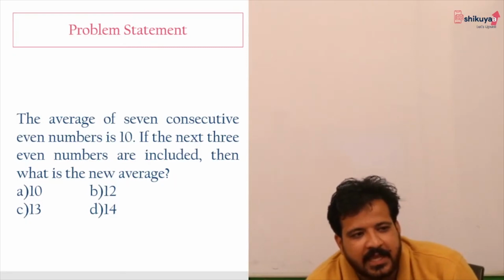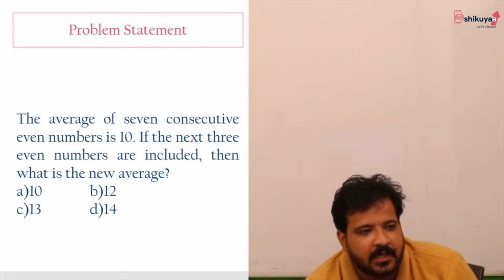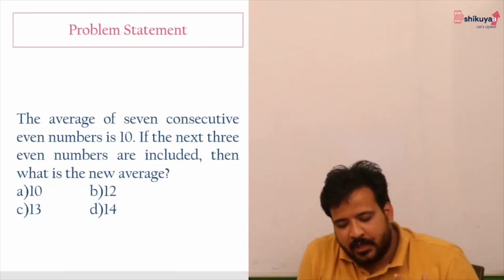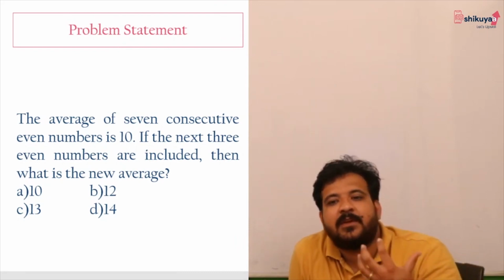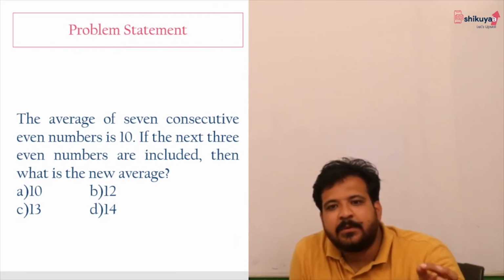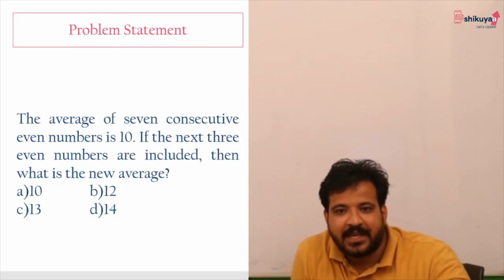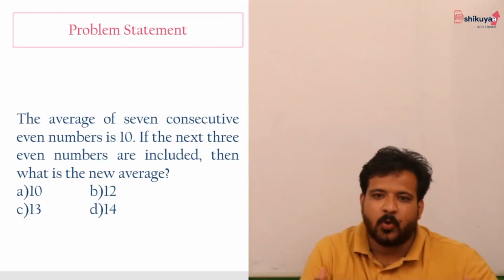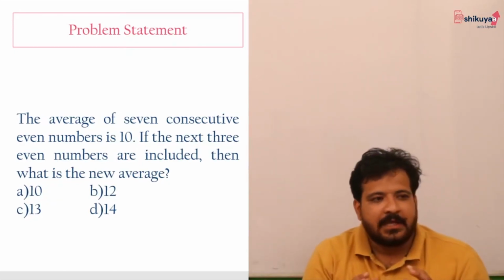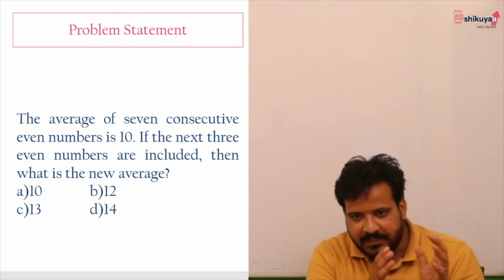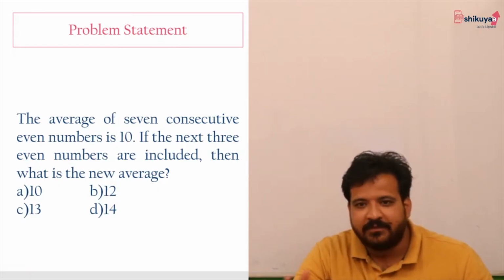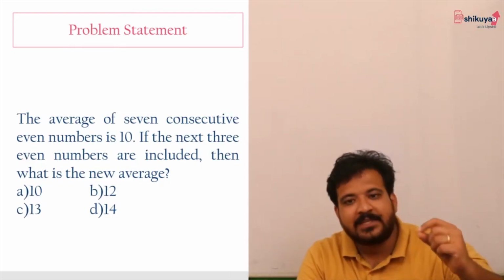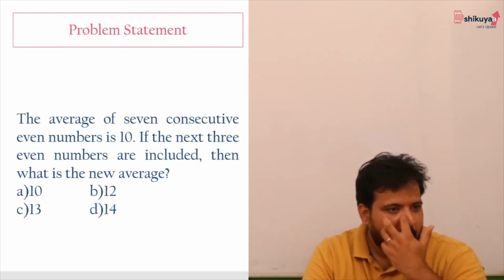If the next three even numbers are added into the series, then what is the new average? Are you getting my problem? Initially, there are seven consecutive even numbers, and the initial number is not given to us. They haven't said that the initial number will be 4 or 18 or 48. We really don't know what the initial number is, and the average of these seven consecutive even numbers is 10. And if the next three numbers are added to the series, what will be the average?